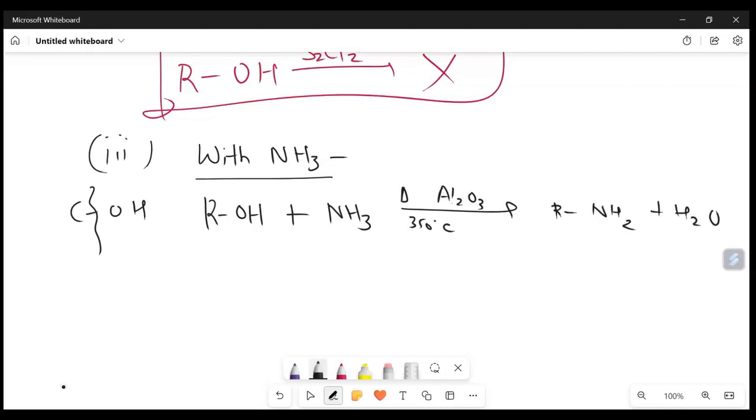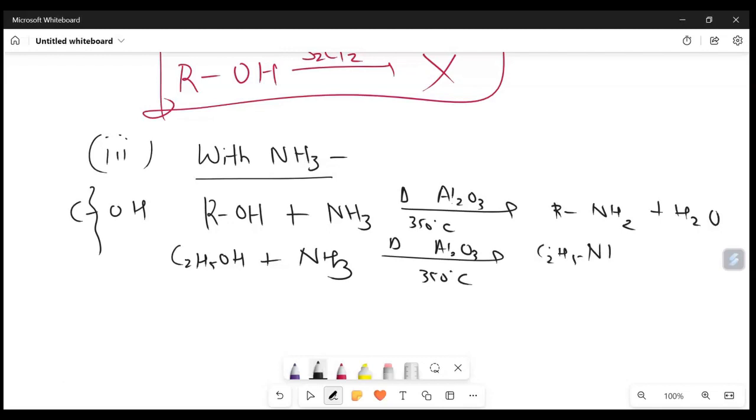Let's write down the reaction also. C2H5OH heated with NH3, ammonia, in the presence of Al2O3 at 350 degrees Celsius. It will give C2H5NH2 plus H2O.